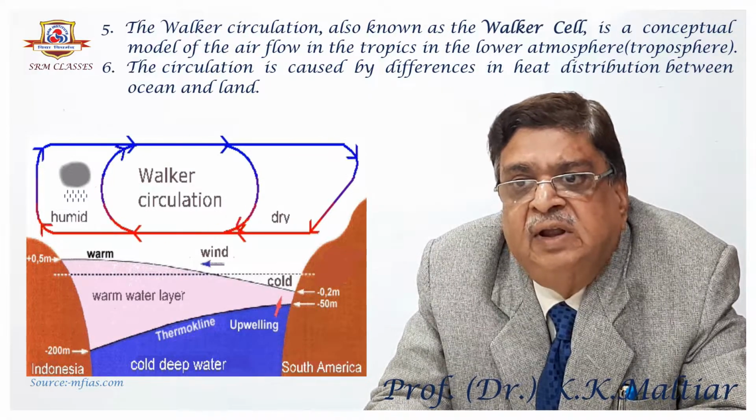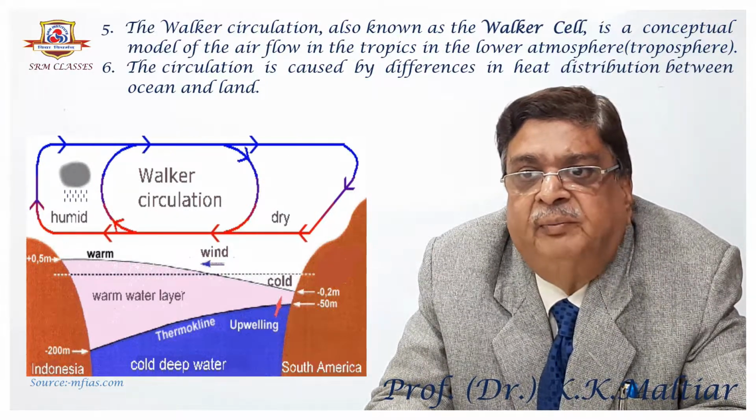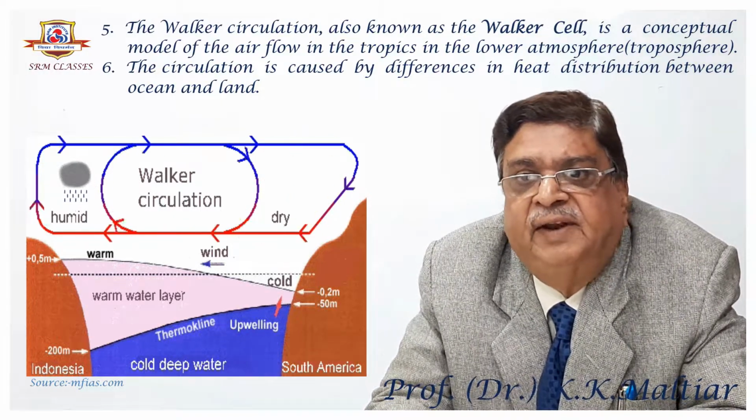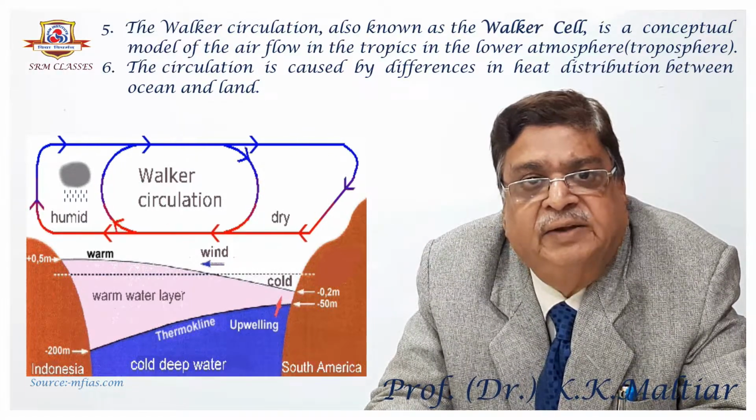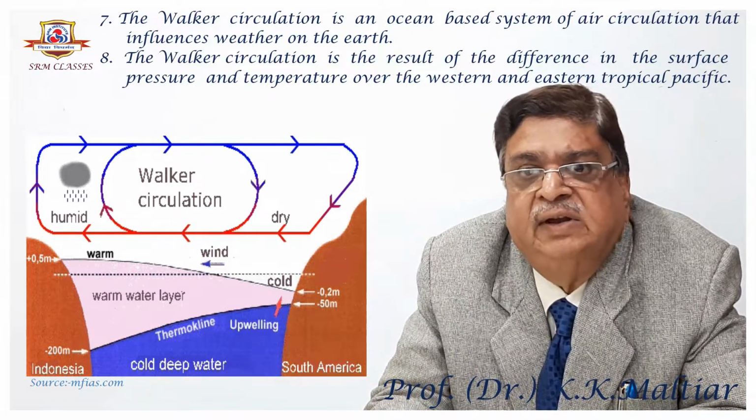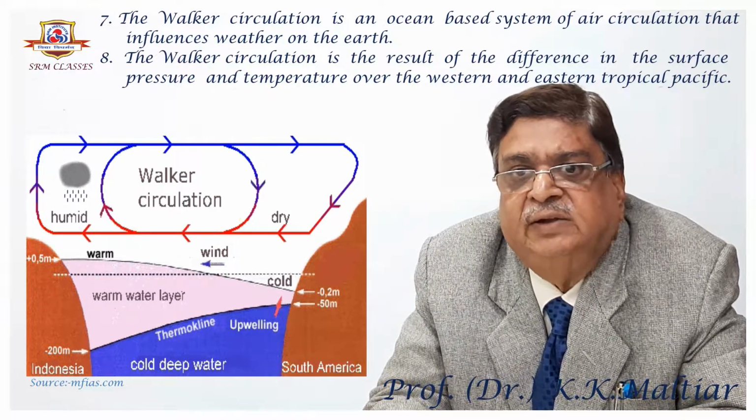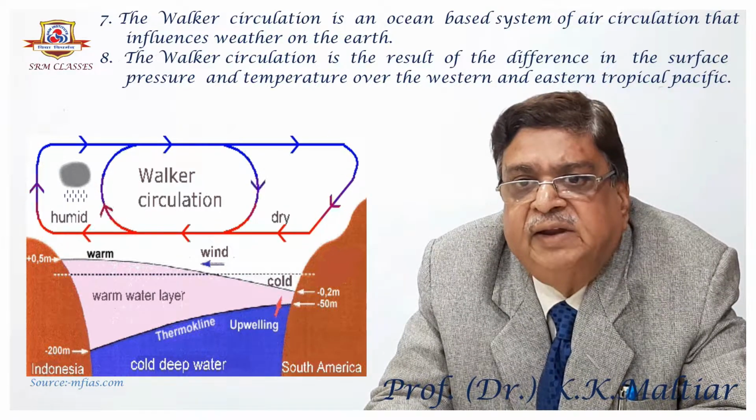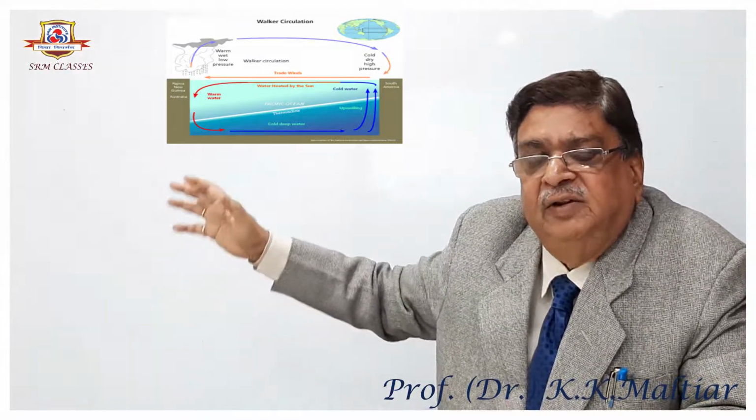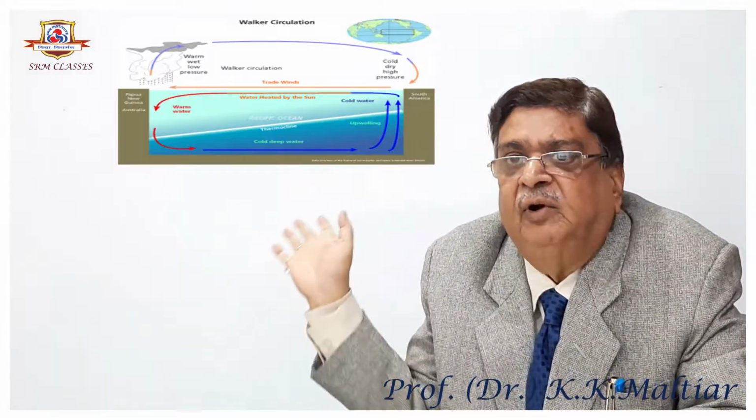The Walker circulation, also known as the Walker cell, is a conceptual model of the airflow in the tropics in the lower atmosphere, that is troposphere. The circulation is caused by differences in heat distribution between ocean and land. The Walker circulation is an ocean-based system of air circulation that influences weather on the earth. The Walker circulation is the result of the difference in surface pressure and temperature over the western and eastern tropical Pacific. See this diagram, how the Walker circulation operates, and you can easily understand what I have told you with the help of this diagram.